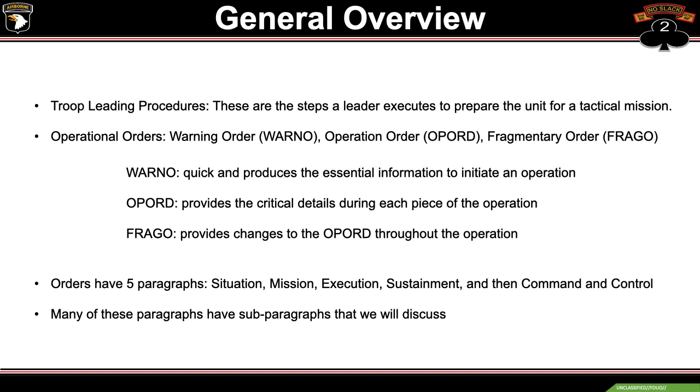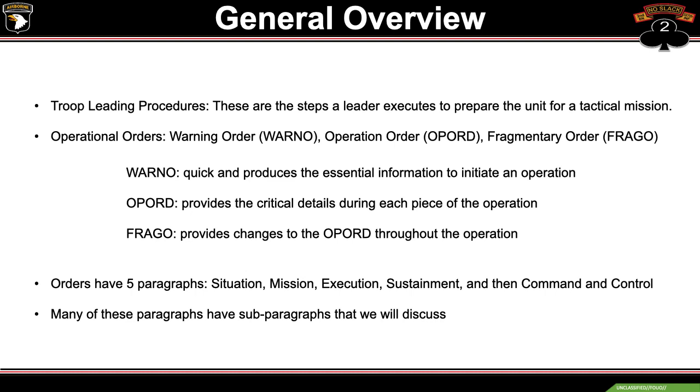So troop leading procedures. These are the steps a leader executes to prepare the unit for a tactical mission. For operational orders, there's three different types. There's the warning order, or warno, operation order, the op-ord, and then the fragmentary order, the frago. The warno is very quick, and it just produces the essential information to initiate an operation and to get the further planning done for the operations order, which provides the critical details during each piece of the operation. And then any changes to that come through in a frago, which is, again, off of the operation order, the op-ord. The frago is pushed out as those changes.